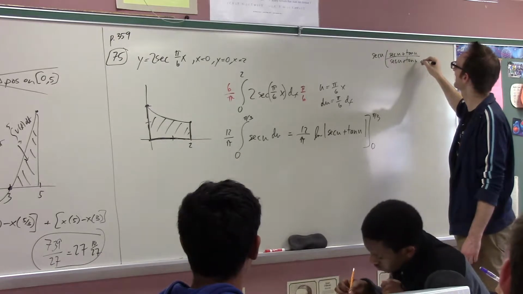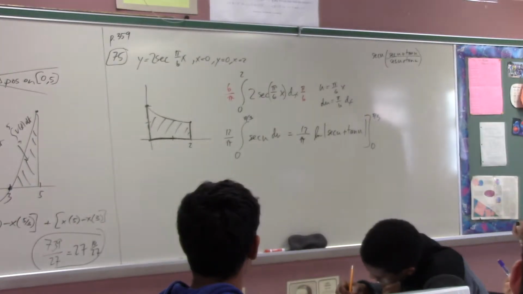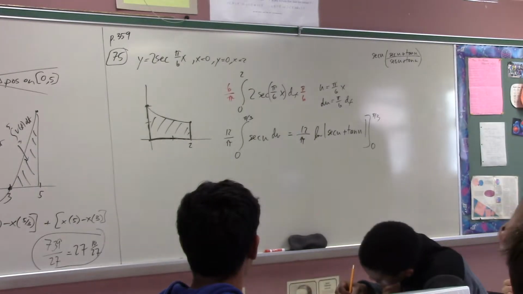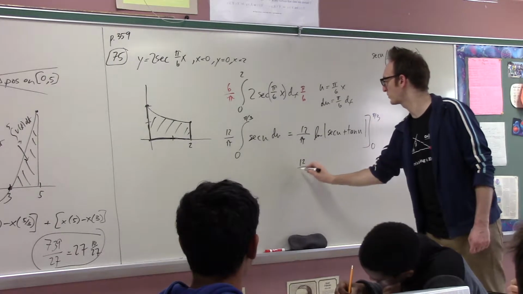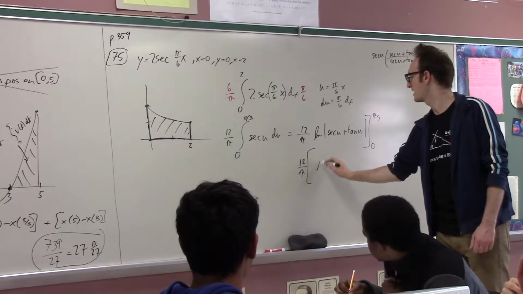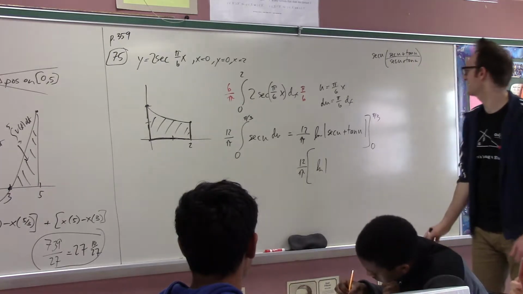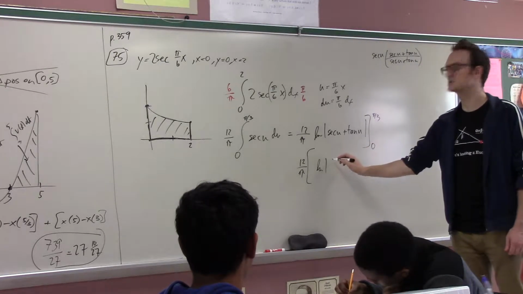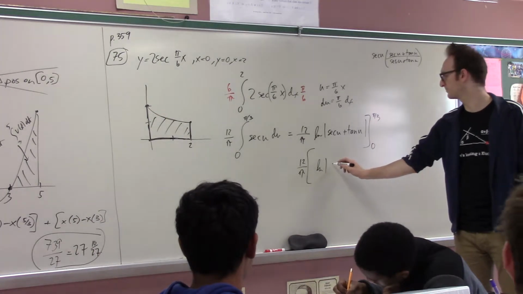Yep, cool. So the final answer is that this is 12 over pi times ln of the absolute value of secant pi over 3, which is 2, right?